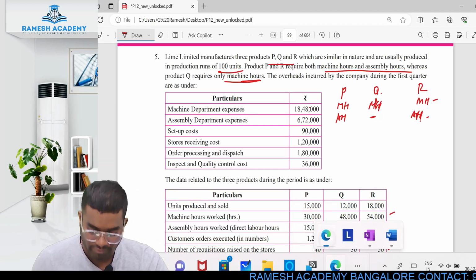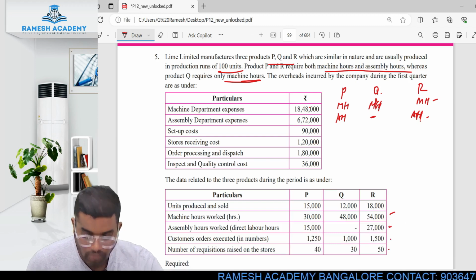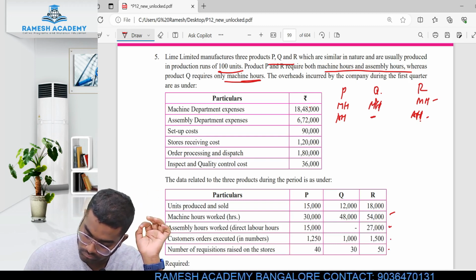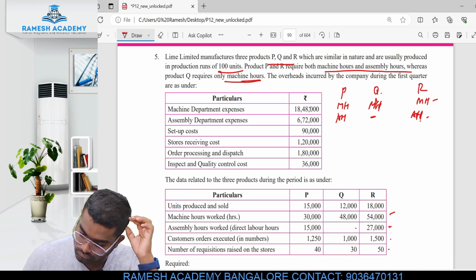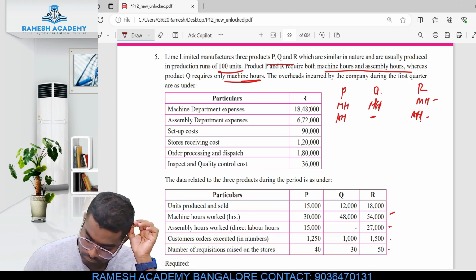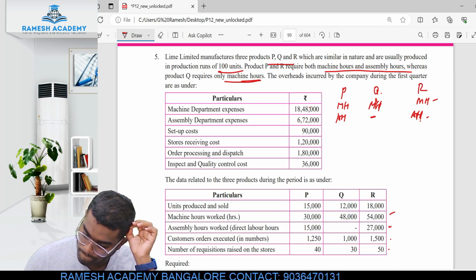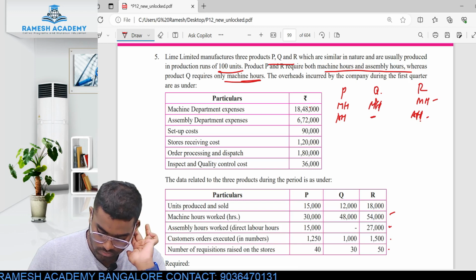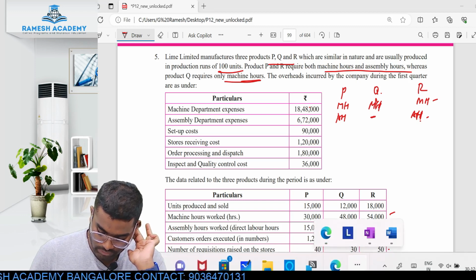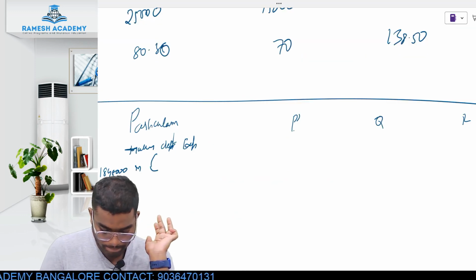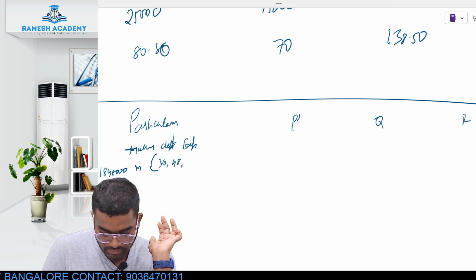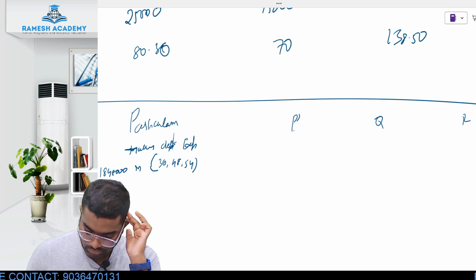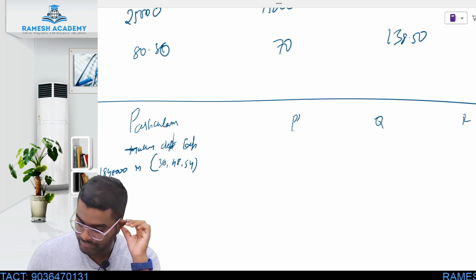What is the cost driver for machine department? We'll go with machine hours. Simple. Please go with machine hours. So 30, 48, 54,000. So 18 lakh. So I add it up, 30 plus 48 plus 54 is 1,32,000.